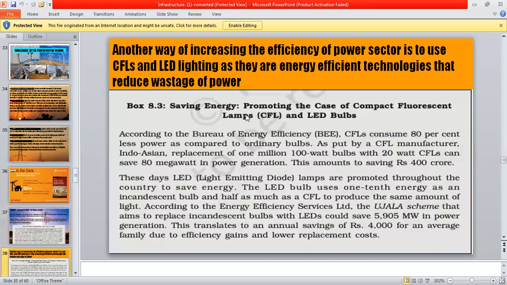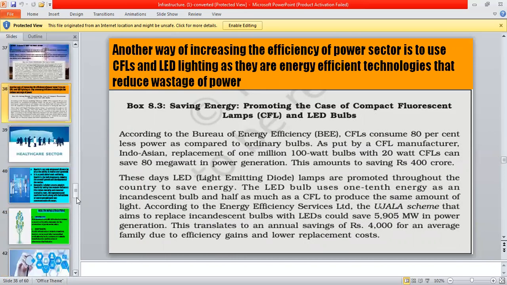Another way of increasing the efficiency of the power sector is to use CFLs, compact fluorescent lamps, and LED bulbs. According to the Bureau of Energy Efficiency, CFLs and LED bulbs require less energy, so they should be used. That would be better.